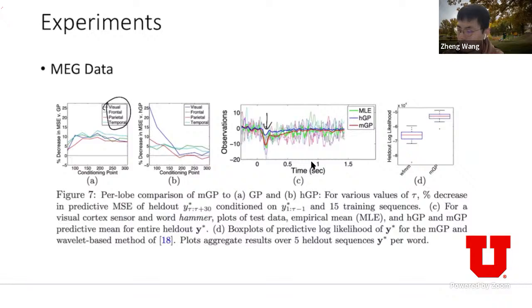And they also gave the held out likelihood compared with the wavelet transform-based method. But they don't show the decrease in MSE versus the wavelet method. Yeah. Yes.